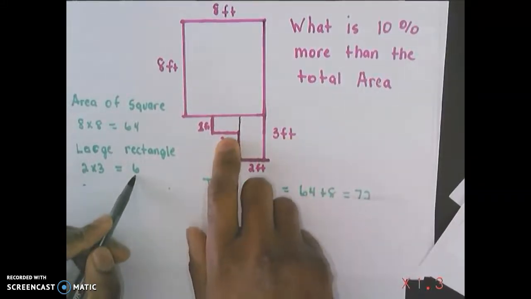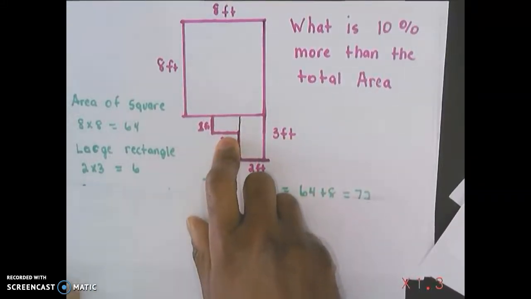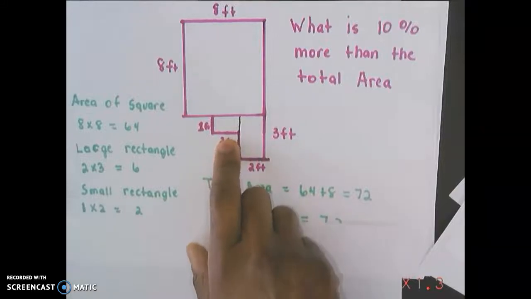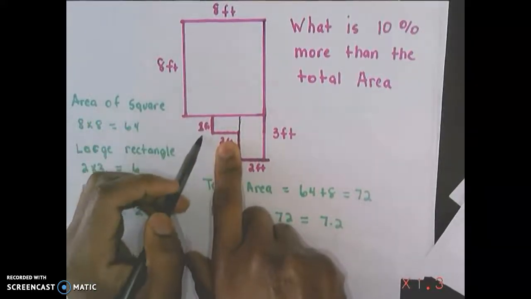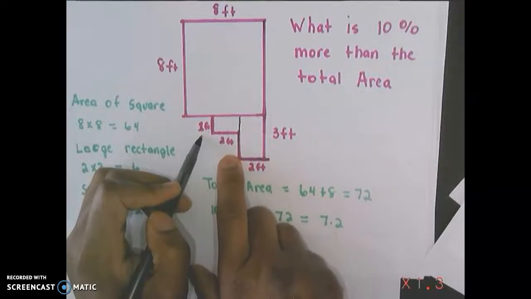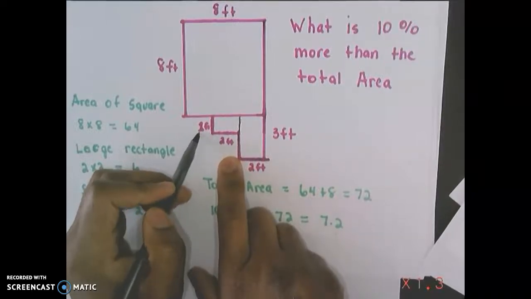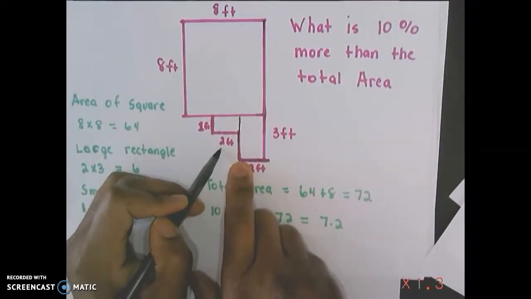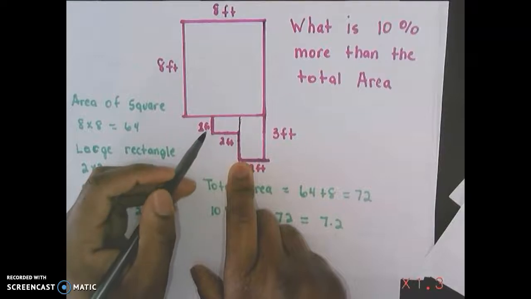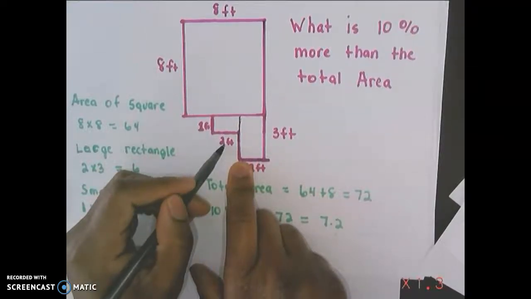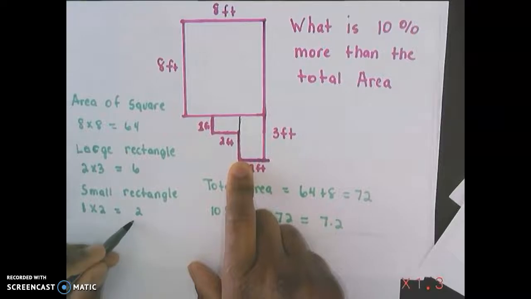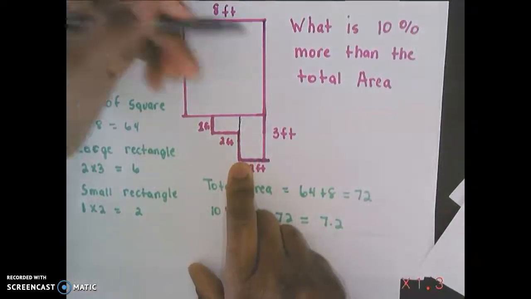And then lastly, we're going to find this area here of what I consider the small rectangle. And I know this is kind of hard to read, but this is 1 foot, and this is 2 feet. So the area of this is going to just be 1 times 2. So 1 times 2 is 2. And so now let's find the total area.